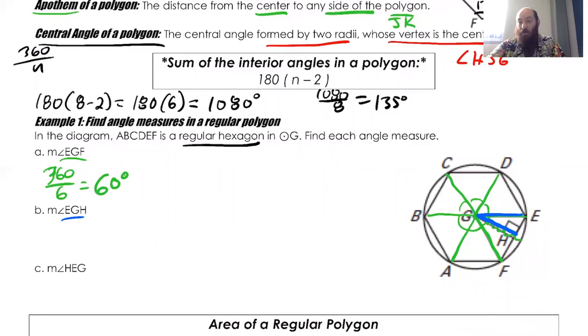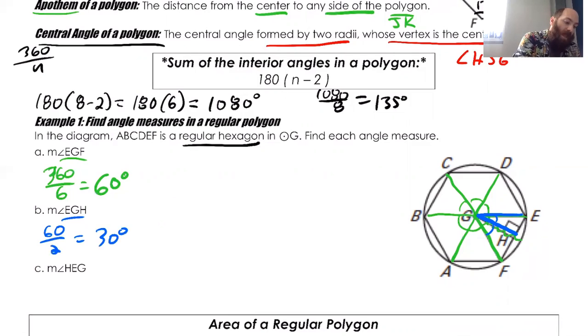So EGH is the result of drawing in the apothem. Now that I know that's 60 degrees from the first problem, when we draw an apothem in, it is going to bisect that angle. It's going to turn those into two congruent angles. So I could just take 60 divided by 2 and I get 30 degrees for EGH.